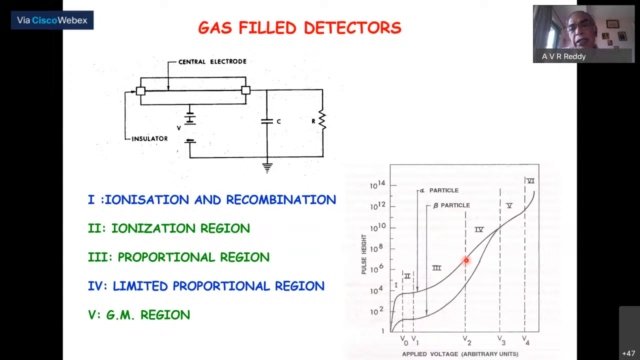Here, with the voltage, multiplication is increasing, but at the same time, it is not increasing as expected like in the proportional region. Therefore, this entire region is called limited proportional region. So here it is a recombination region. Here it is saturation. All the ions are collected. Here the multiplication is beginning and it is a proportional region. And here the proportionality is reduced, though multiplication is increasing. So this will not give much idea about the initial energy. Therefore, it is not that useful. Now, let us see what happens here.